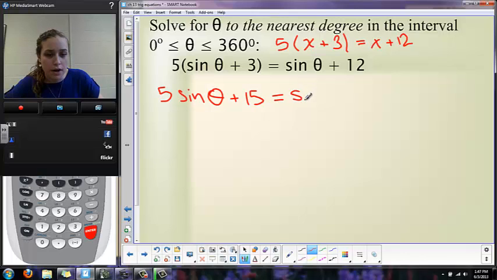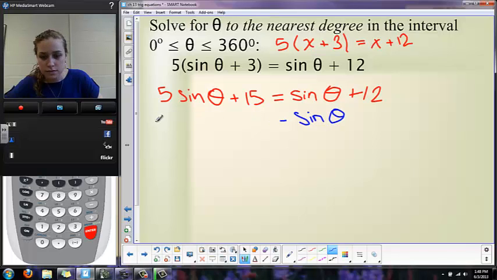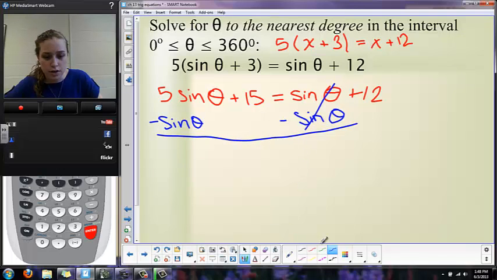Now remember, I want to get my sine thetas, or my variables, all by themselves. So my next step is I'm going to subtract the sine theta over to the left hand side of the equation just so that I could get all my sines together. Alright, so these two cancel out, and I have 4 sine theta plus 15 is equal to 12.